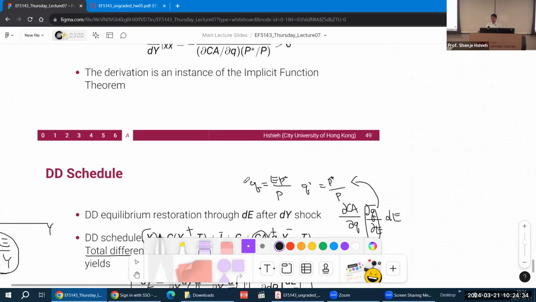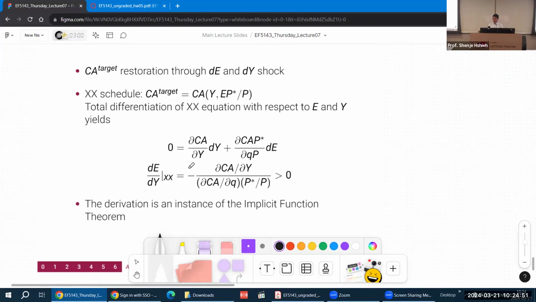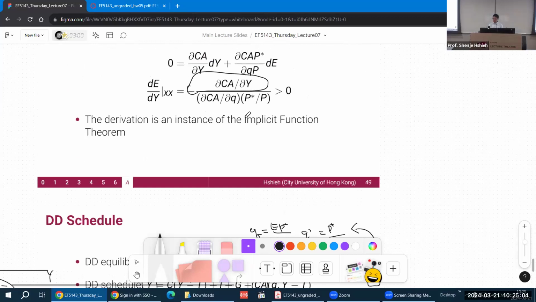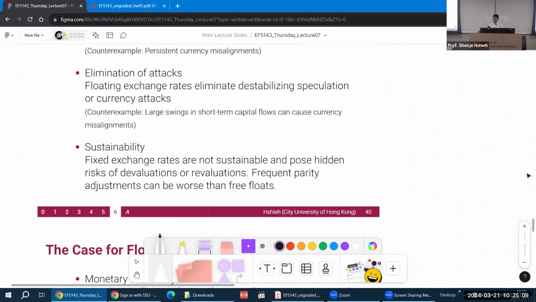If you look at the slope of the XX curve, which we can derive using the same method, using total differentiation, you see that it's missing that consumption part, right? So I'll leave this proof to you, but again, we're just using total differentiation to derive a slope for the XX schedule. And note that it's still minus partial C over partial Y, which appears here, but it's missing this 1 minus partial C over partial Y. And that's the multiplier effect that's mentioned here.